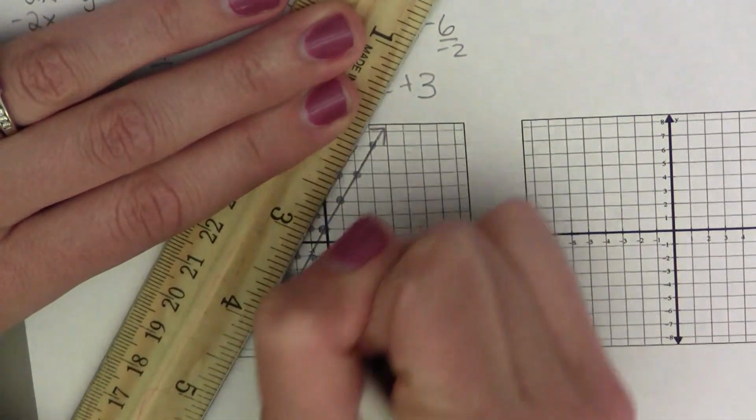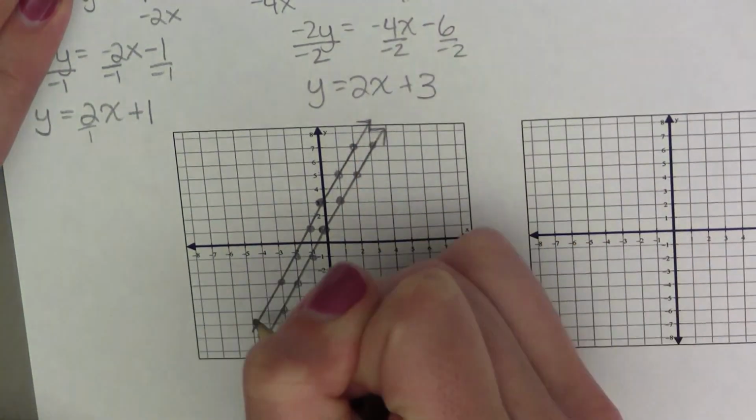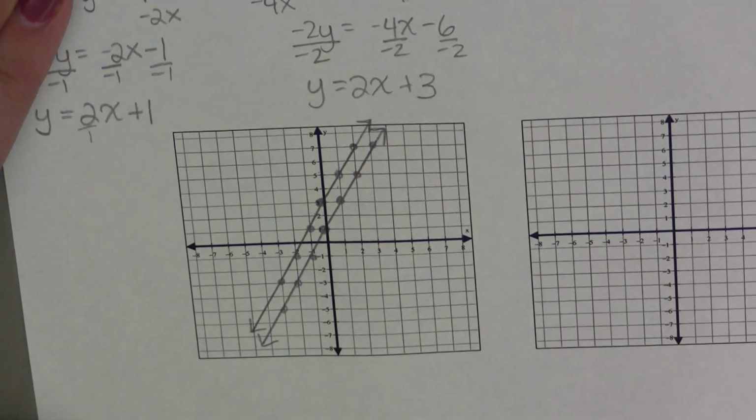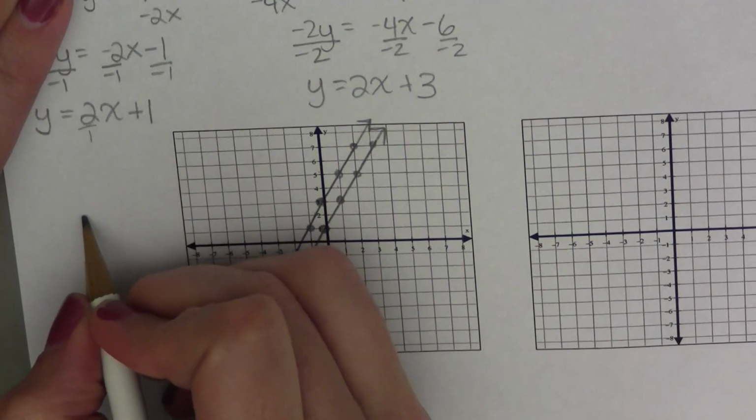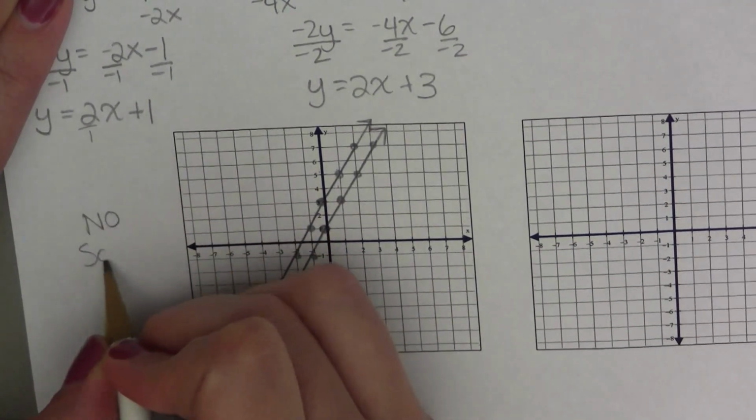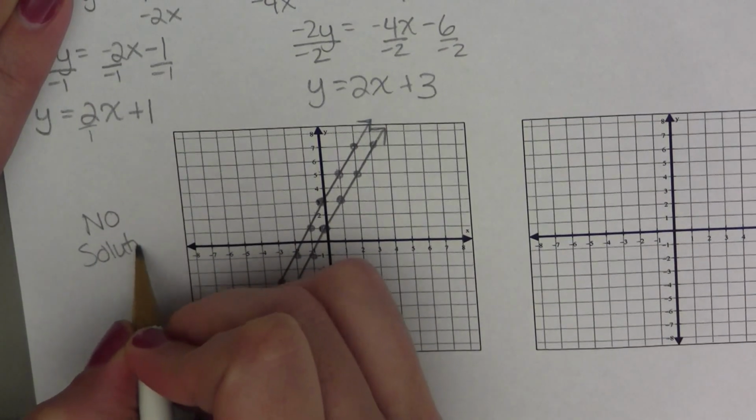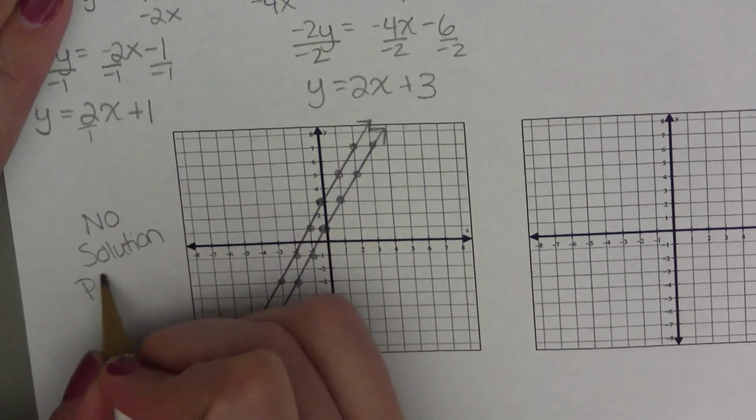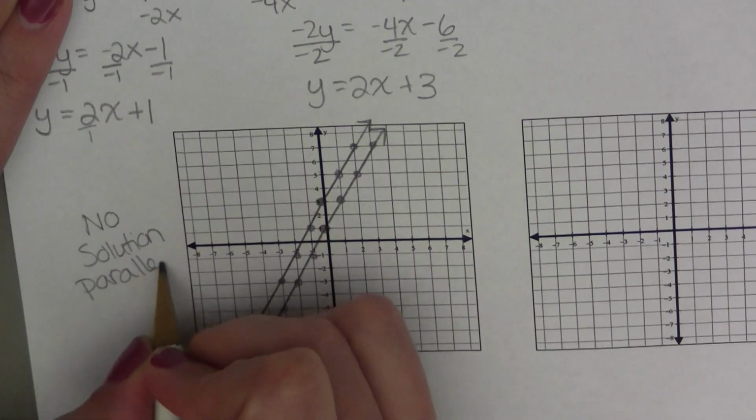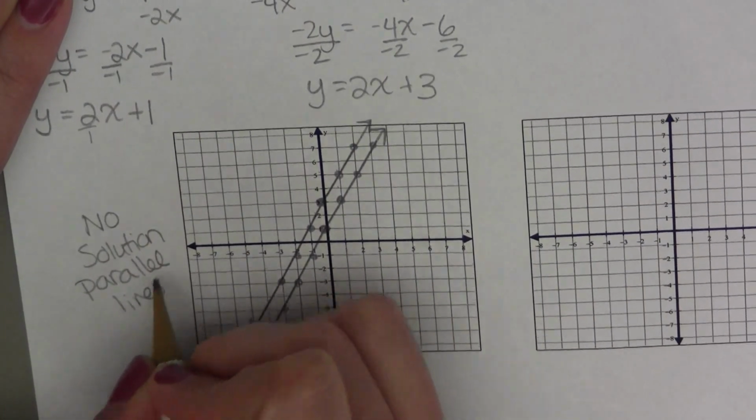And something interesting happens here. Our goal was to find the ordered pair where they intersect, but these lines don't intersect, which means there is no solution because they are what type of lines? Parallel lines.